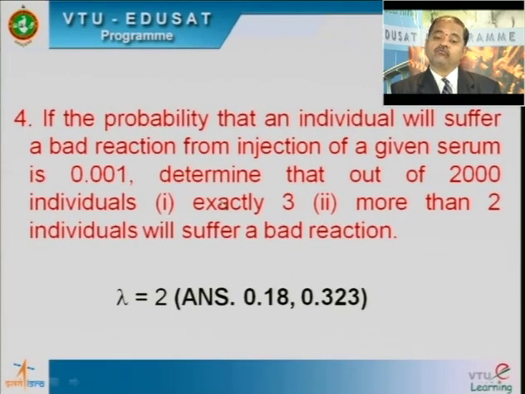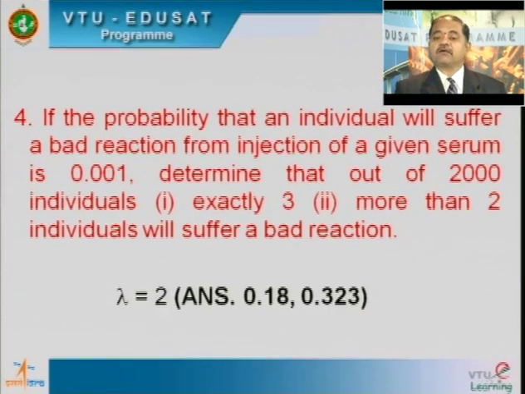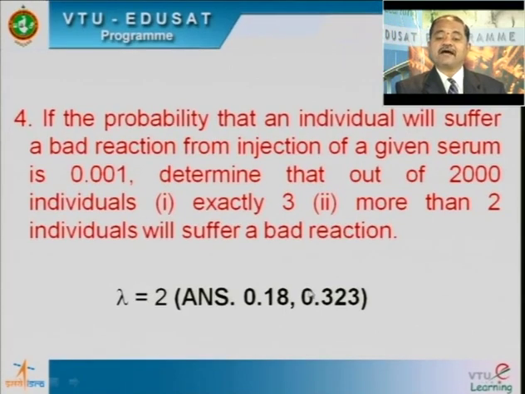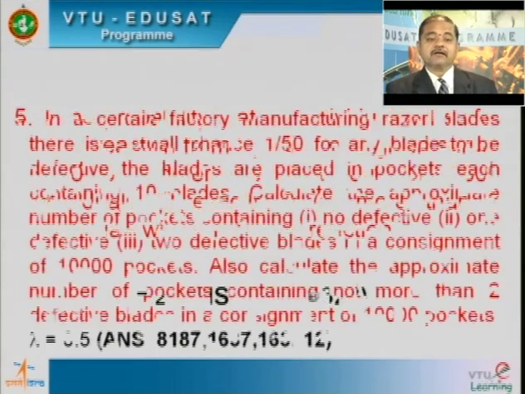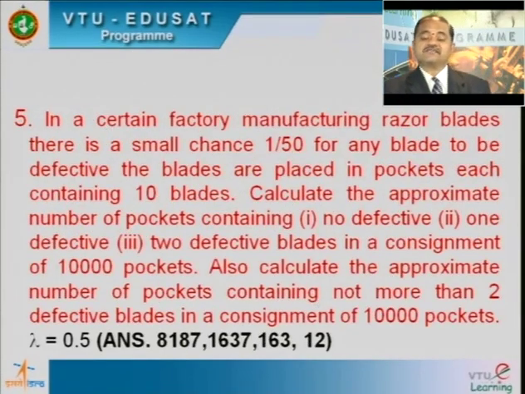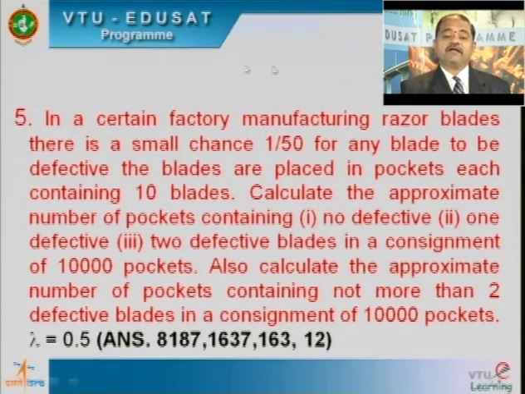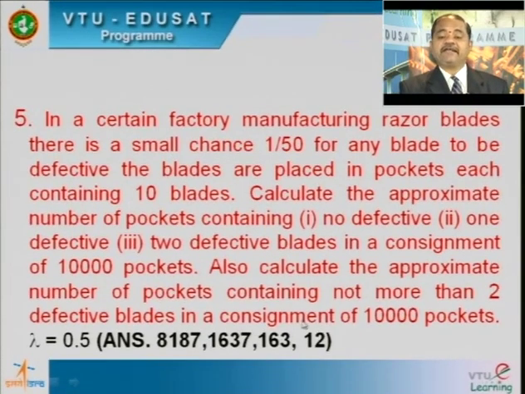More than 2, here be careful, more than 2, greater than 2, starting from 3. But starting from 3 until 2000 we cannot go. So, 1 minus, that formula we use, x is equal to 0, 1 and 2 is also included here. More than 2, x greater than 2, so less than or equal to 2, 0, 1, 2. You will get the answer 0.323. All these things should work, the same way as we have done in the binomial distribution, here finding the number.